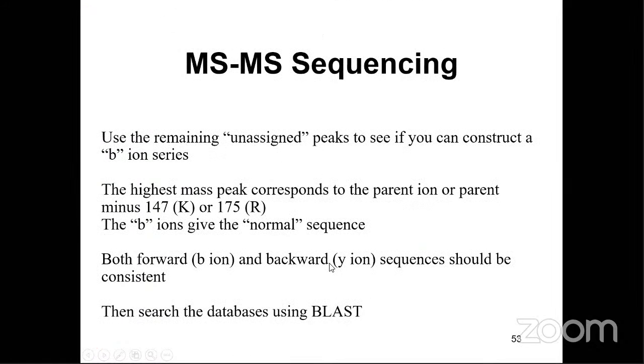As I said, once you have that, use the remaining unassigned peaks to see if we can construct the B ions, that is, from the right to the left. That's how B ions are formed. So both the forward B ion and backward Y ion sequences should be consistent. Then we can go to BLAST and see whether any similar sequences are there. If it is not similar, then you have to be very careful because you are looking at something not reported at all in BLAST.